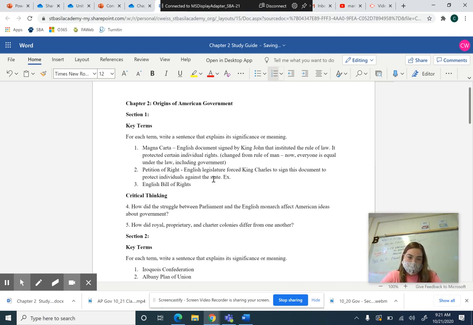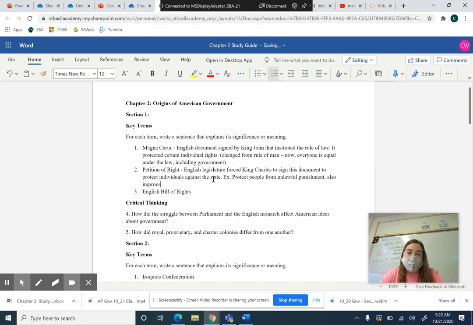So basically an example of this would be to protect people from unlawful punishment, and also protect them from, what's it called? Imprisonment for no reason. Unlawful imprisonment. Good. Basically, again, this is another way that the English were setting the groundwork for these different ideas.